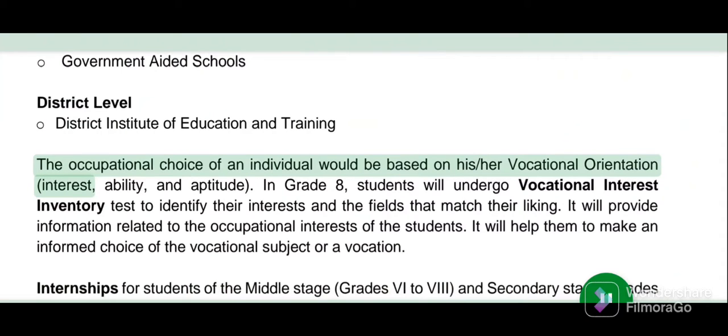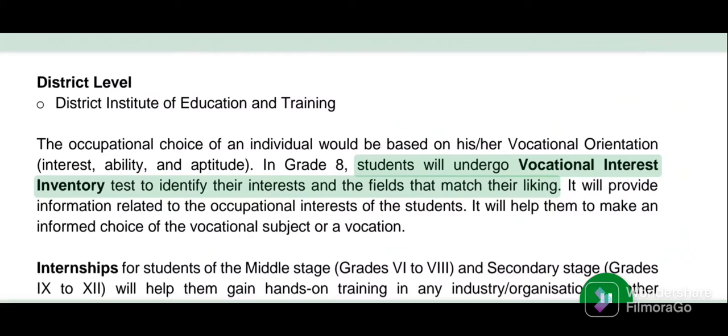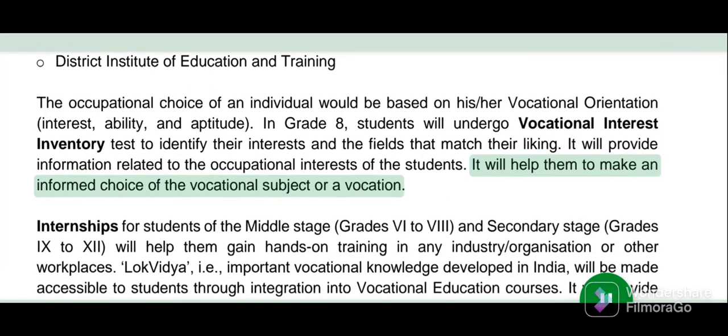The occupational choice of an individual would be based on his/her vocational orientation, interest, ability, and aptitude. In Grade 8, students will undergo a Vocational Interest Inventory test to identify their interests and the fields that match their liking. It will provide information related to the occupational interests of the students. It will help them to make an informed choice of the vocational subject or a vocation.